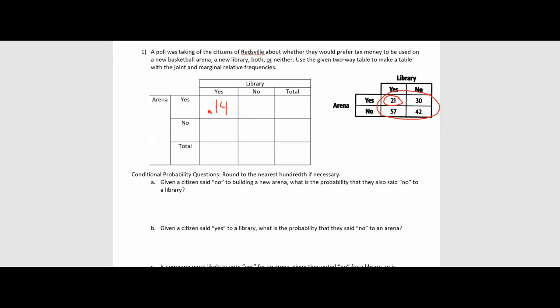Pause the video and see if you can figure out what should go in all of the other boxes. I would encourage you to do these three first before you think about what should go in these total boxes, because we haven't really talked about those yet. You may be able to figure it out intuitively, but save the orange boxes till you finish the red. Let's pause the video, see if we can figure those out, and then come back and rejoin us.